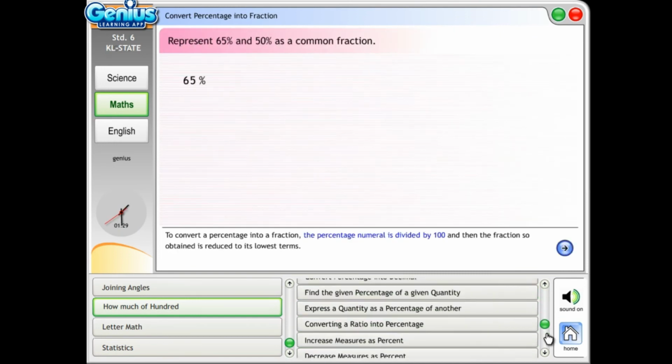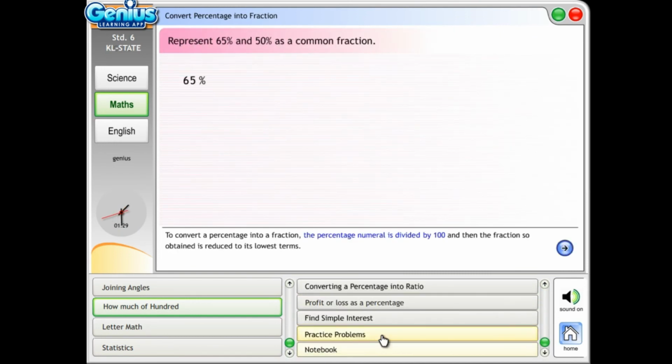Convert percentage into fraction. Represent 65% and 50% as a common fraction. To convert a percentage into a fraction, the percentage numeral is divided by 100 and then the fraction so obtained is reduced to its lowest terms. Represent 0.25% and 12 1 by 2% as a common fraction.